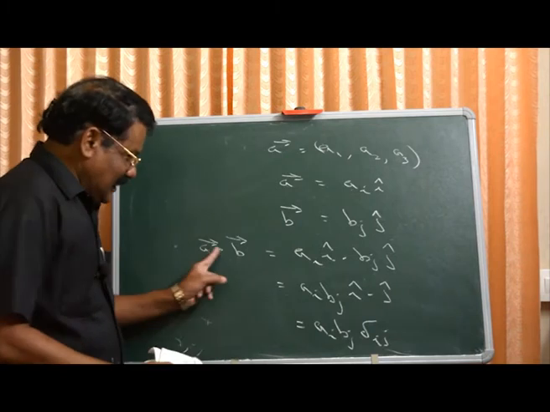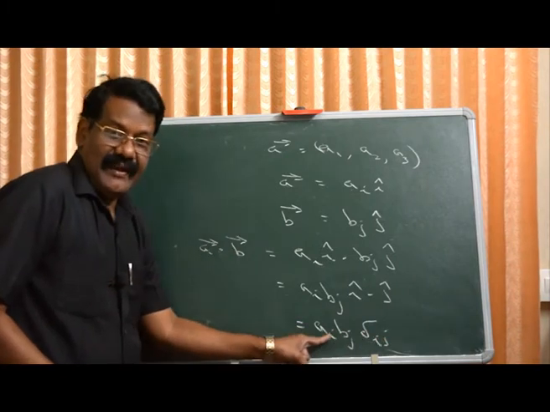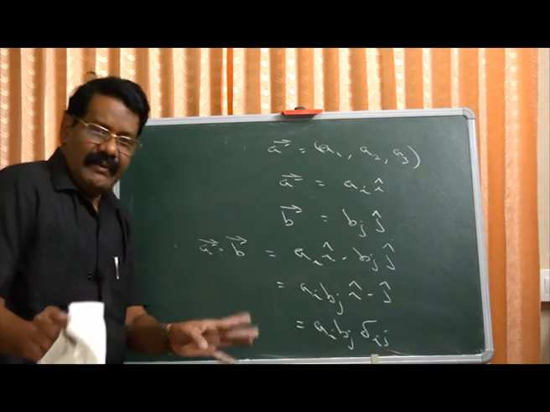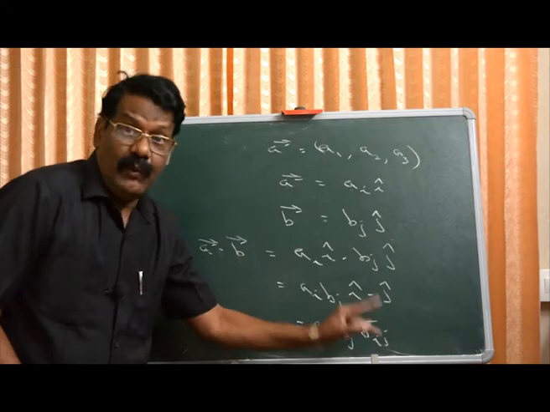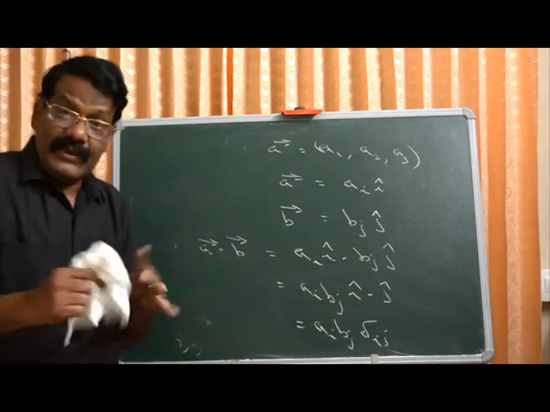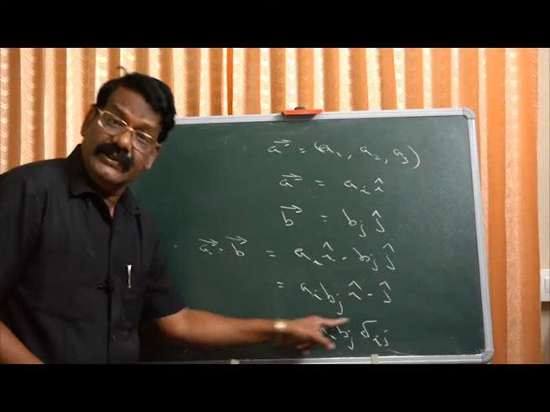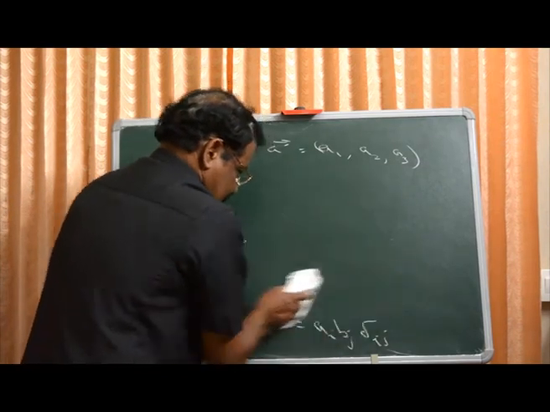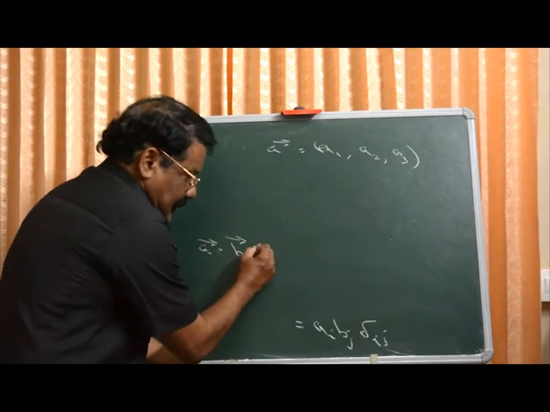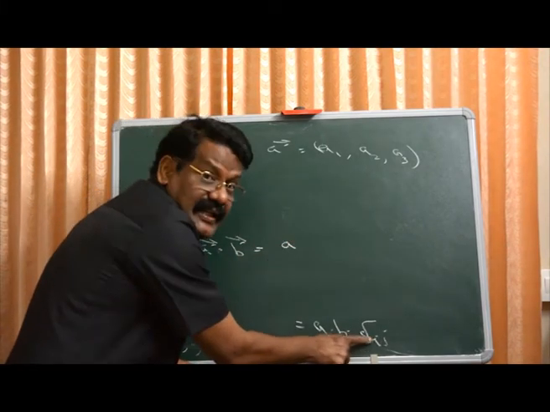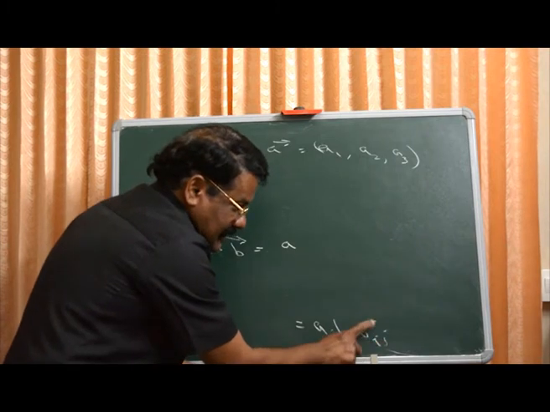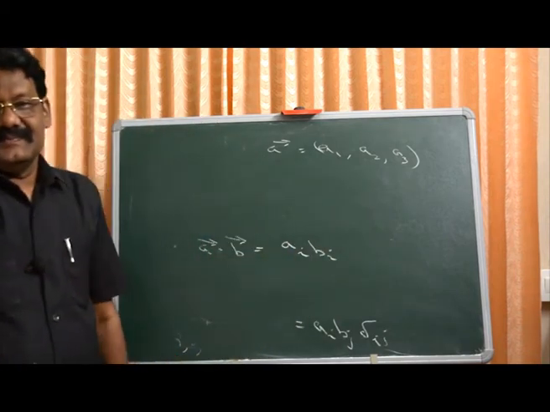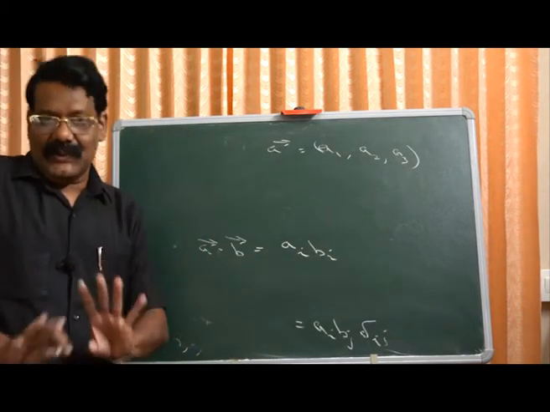Right? So A dot B is equal to, this is the tensor language and this is the vector language. Ai Bj delta ij. But everybody knows that delta ij will survive only when i is equal to j. When i is not equal to j, this will become 0. So when i is equal to j, this survives, and delta is 1. So this is Ai Bi.